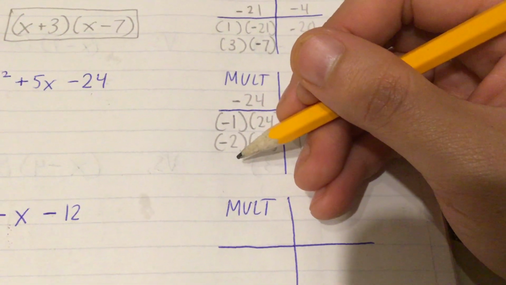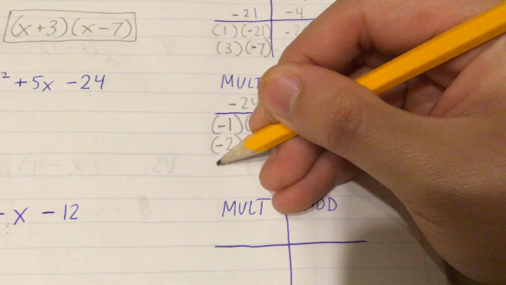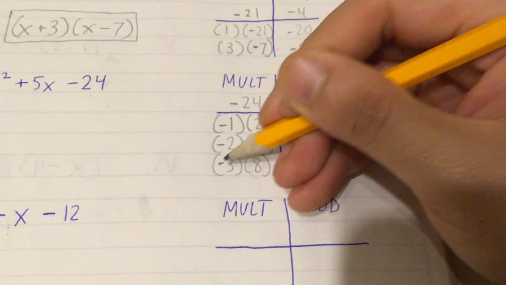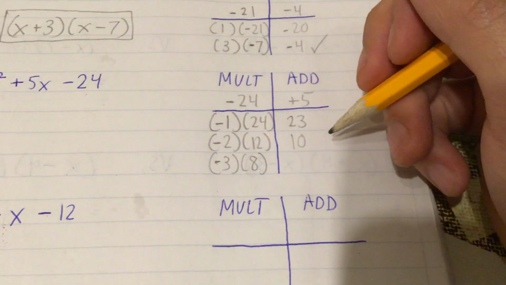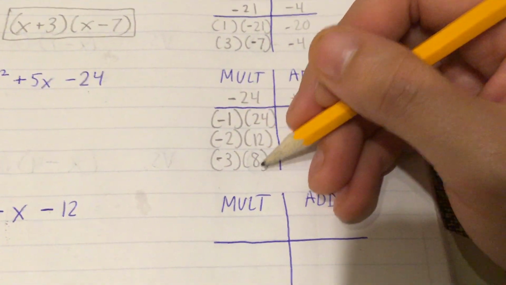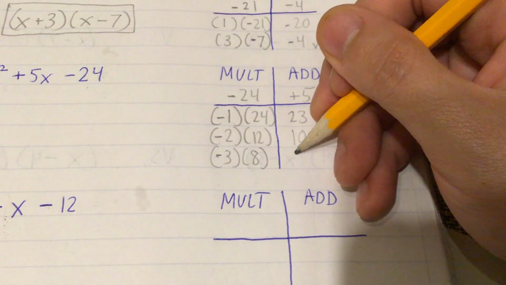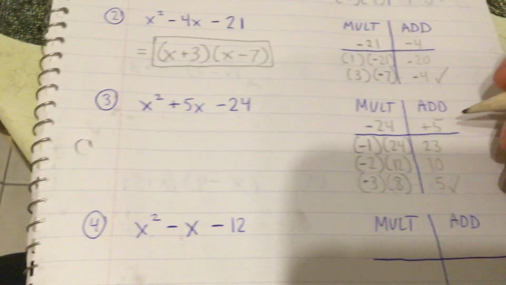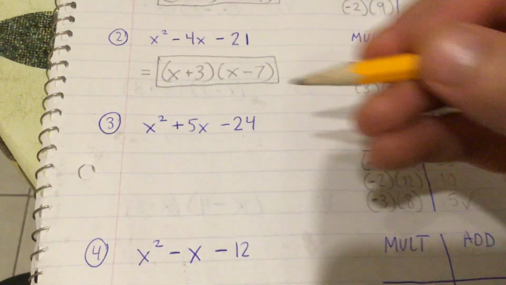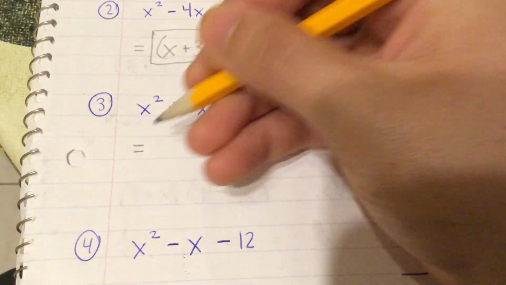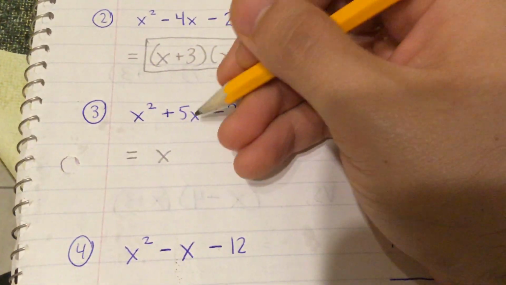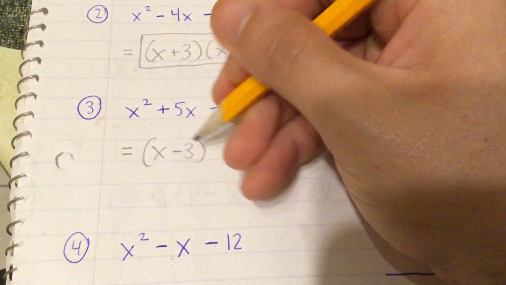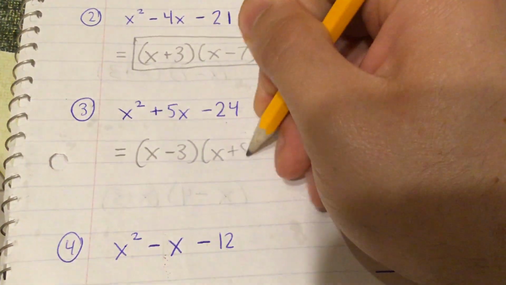Can I divide by 3? Yeah. So let me write down negative 3 times positive 8. Negative 3 times positive 8 is negative 24, but what's negative 3 plus 8? 5. We win. So the winning combination is negative 3 and positive 8. So therefore, this x squared plus 5x minus 24 factors into x minus 3 times x plus 8.